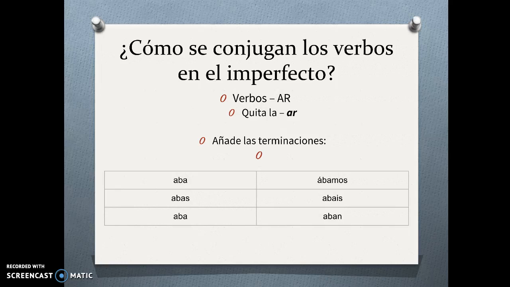We're going to start off with los verbos AR. So please, quita la AR, get rid of the AR. Y añade las terminaciones, add the endings below. Aba, abas, aba, ábamos, abais, aban.